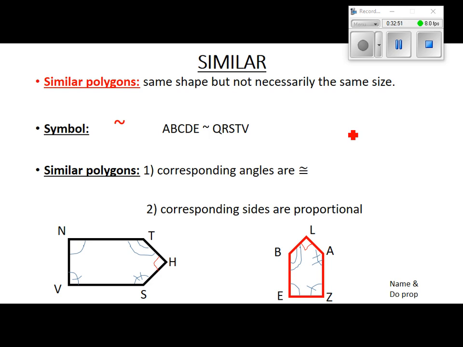Similar, find this on there, fill it in. Again, similar polygons have the same shape, but not necessarily the same size. So my purple and my green triangles here are the same shape and the same size, so they're congruent to each other. All right? My green triangle, my blue triangle are the same shapes, but they're not the same size, so they're similar to each other.